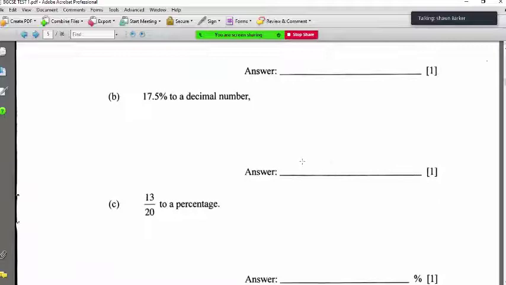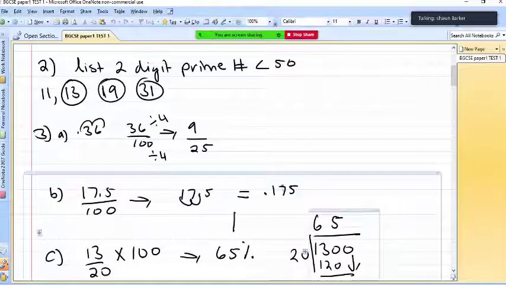This problem here, 17.5% to a decimal. So anytime we're talking about percentage, when we have a percent sign here, that means it's over 100. Okay, so 17.5% is 17.5 over 100. So therefore, if I'm going to convert this into a decimal, I divide 17.5 by 100.